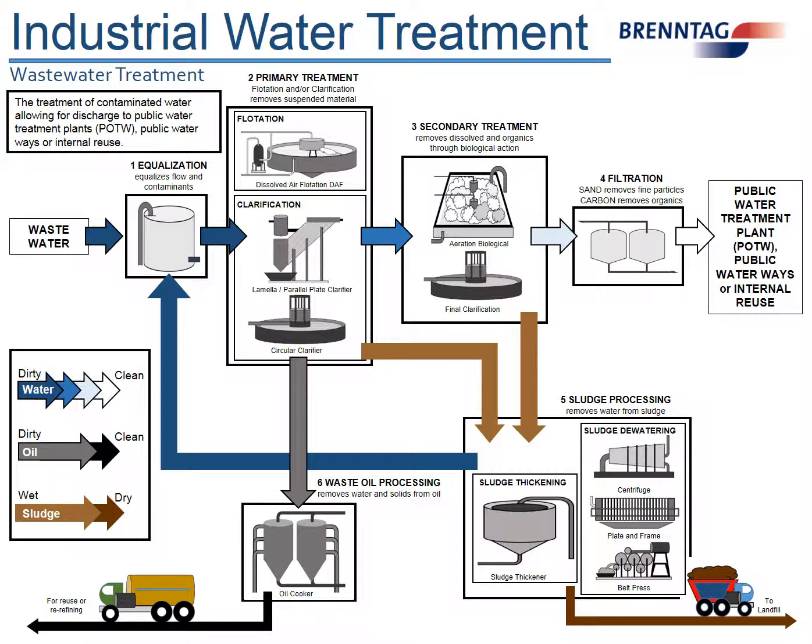Oil is taken from the system into cookers, where it is cooked and water and oil then separate. The oil is then reused or re-refined. In the case of sludges, sludge will enter into what's called a thickener, where the first step of taking water out of the sludge occurs, and then further water is taken out through some sort of dewatering device, and they are listed here. The solids then are sent to landfill.